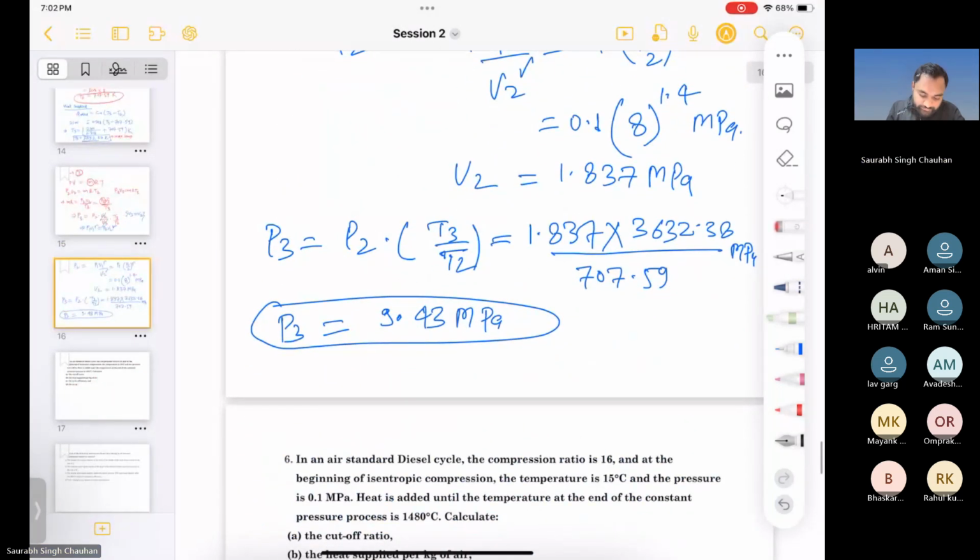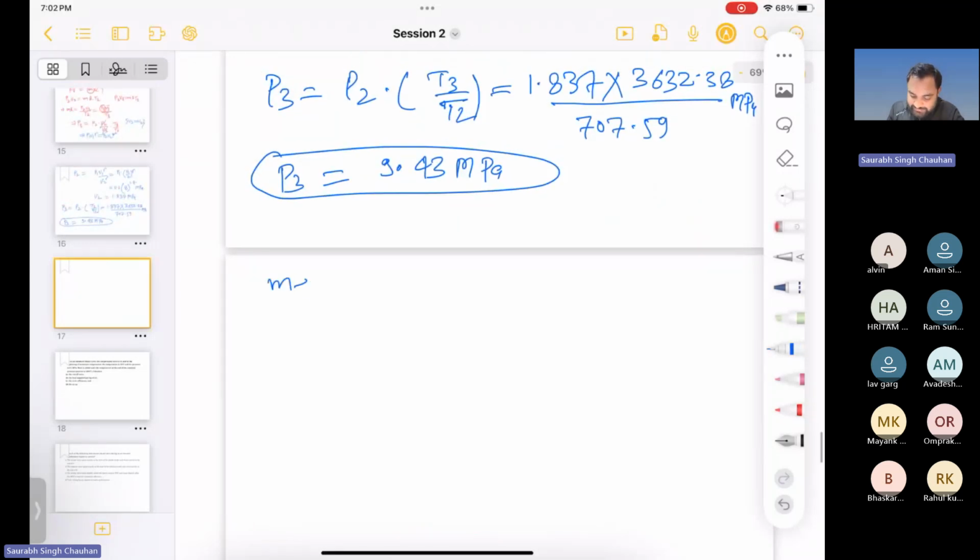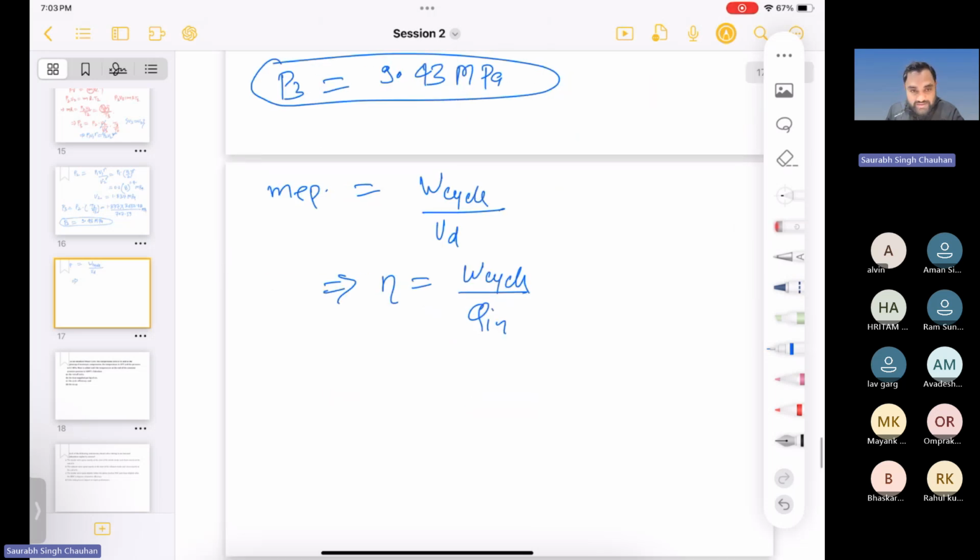Mean effective pressure. So you know what the mean effective pressure is? We have discussed the definition of mean effective pressure. Mean effective pressure is the work output of the cycle divided by the displacement volume, correct? And the work output of the cycle is related to your efficiency and heat input, right? Efficiency is defined as work output of the cycle divided by heat input. The heat input was given in the question, and the efficiency you have already calculated. The efficiency was found to be something like 56.